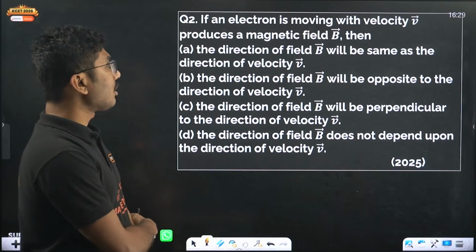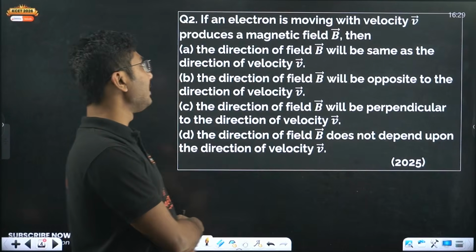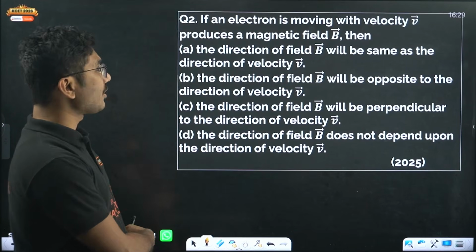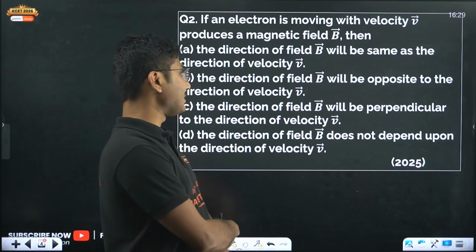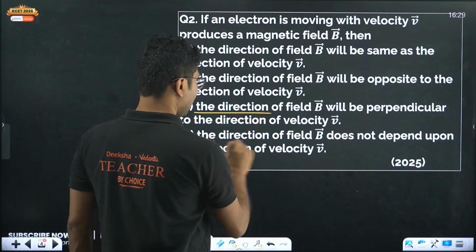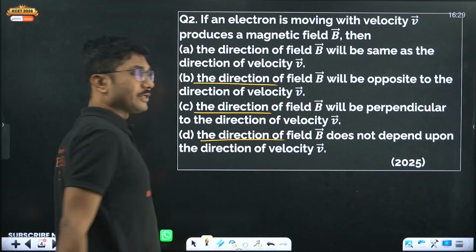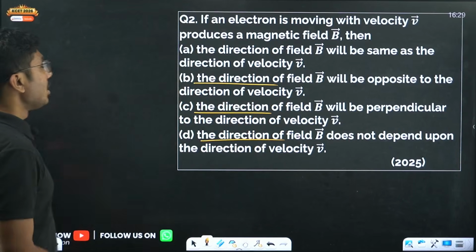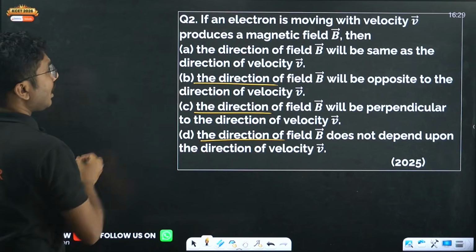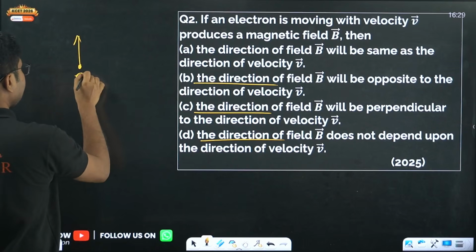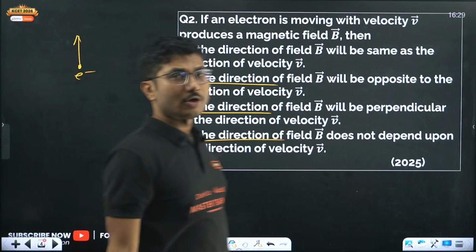If an electron is moving with the velocity v vector and produces a magnetic field B, then the direction of field B will be same as the velocity v. So basically we are trying to find the direction, all the options are same. So we have to find the direction of magnetic field B. So the electron is moving, it's not a positron, the electron is moving in this direction. Suppose this is the electron. What will be the direction of magnetic field?